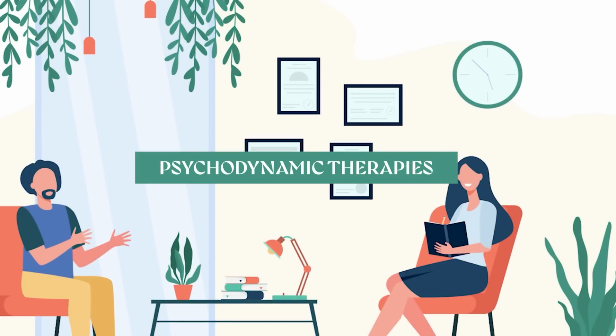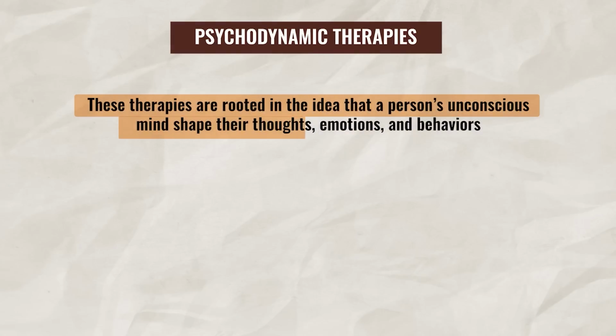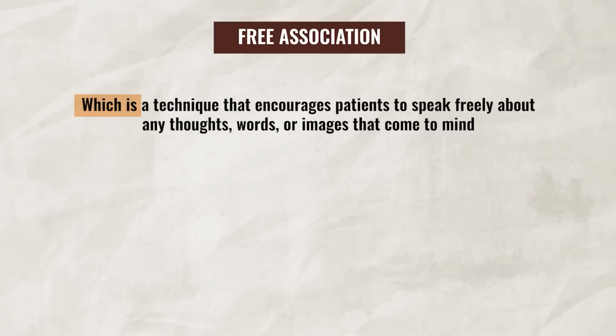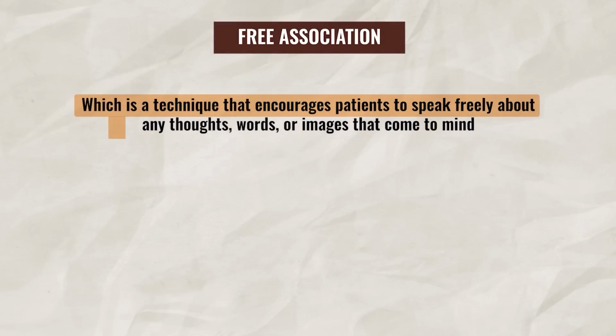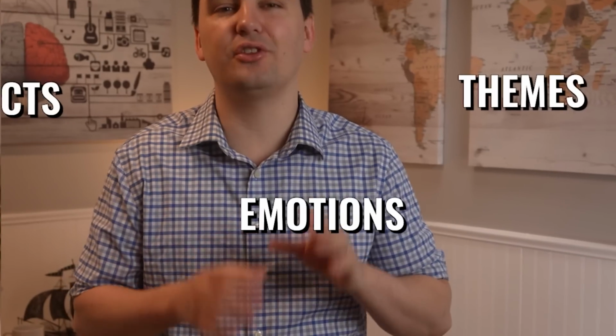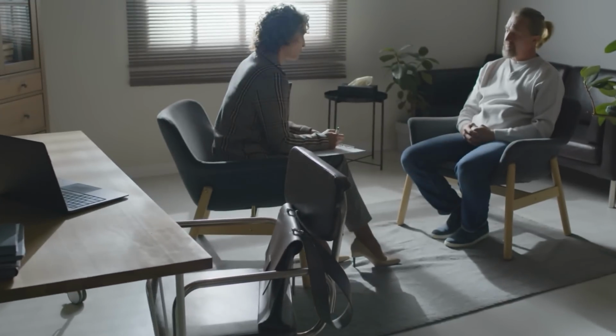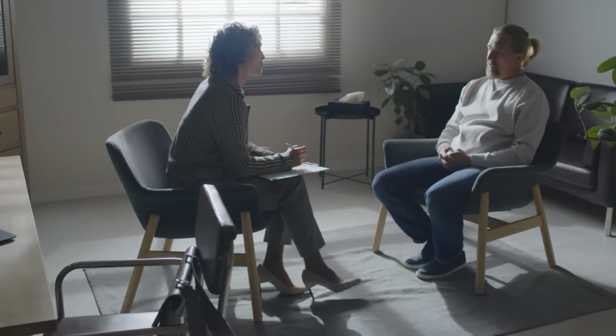All right, so now we need to shift gears and start talking about how the different psychological perspectives approach treatment. Starting with psychodynamic therapies, which are rooted in the idea that a person's unconscious mind shapes their thoughts, emotions, and behaviors. To better understand these unresolved conflicts and ideas, psychologists will utilize free association, which is a technique that encourages patients to speak freely about any thoughts, words, or images that come to mind. This free sharing often can reveal underlying themes, conflicts, or even emotions that the patient might have. While the client is sharing their thoughts, the therapist sits and listens, trying to identify any patterns or clues that point to the unconscious motivations.